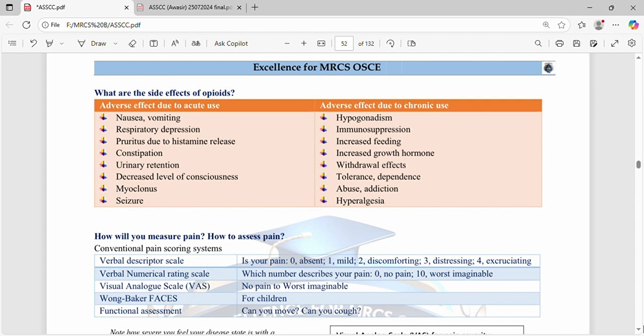What are the side effects of opioids? Adverse effects of opioids due to acute use and adverse effects of opioids due to chronic use. Acute: nausea, vomiting, respiratory depression, pruritus due to histamine release, constipation, urinary retention, decreased level of consciousness, myoclonus, and seizures. Chronic: hypogonadism, immunosuppression, increased feeding, increased growth hormone, withdrawal effects, tolerance, dependence, abuse, addiction, and hyperalgesia.